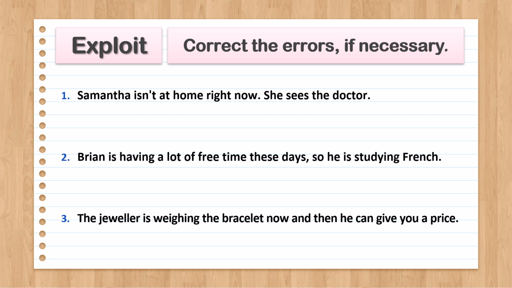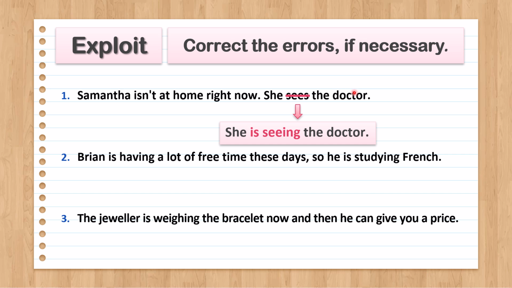This sentence sounds wrong. Why? Because sees here usually means visual perception. But here, in this sentence, it means meeting the doctor, which is a temporary situation. If we want to correct this sentence, we need to say she is seeing the doctor. We use the continuous form because it's an action happening now.